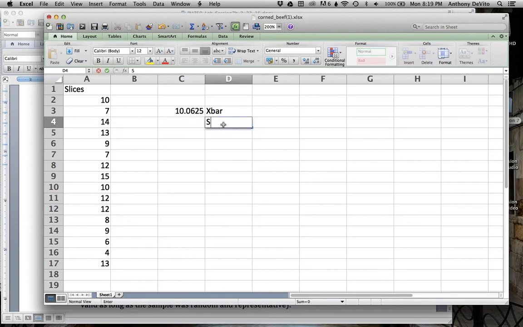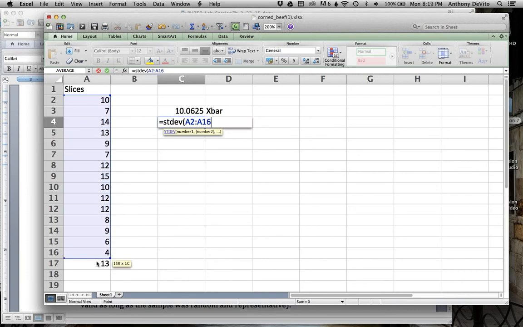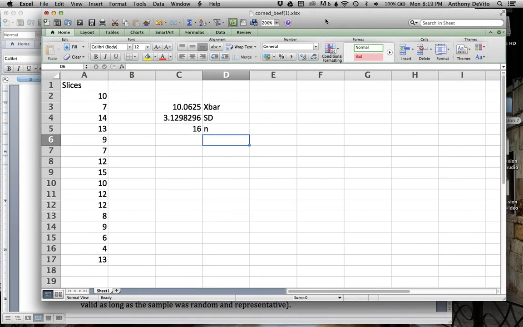Now let's calculate the standard deviation for the sample. That's going to be equal to STDEV, parentheses, and I'm going to take those same numbers. And the standard deviation is equal to 3.12. And the sample size, N, is 16. We sampled 16 places.